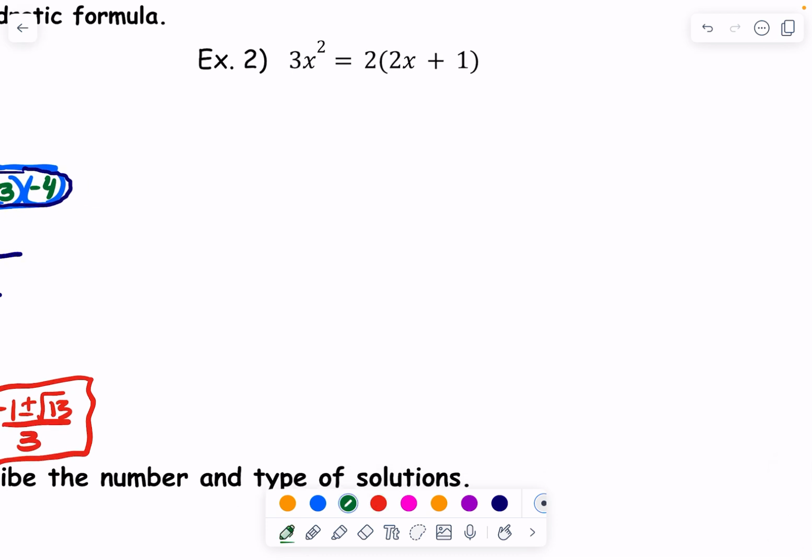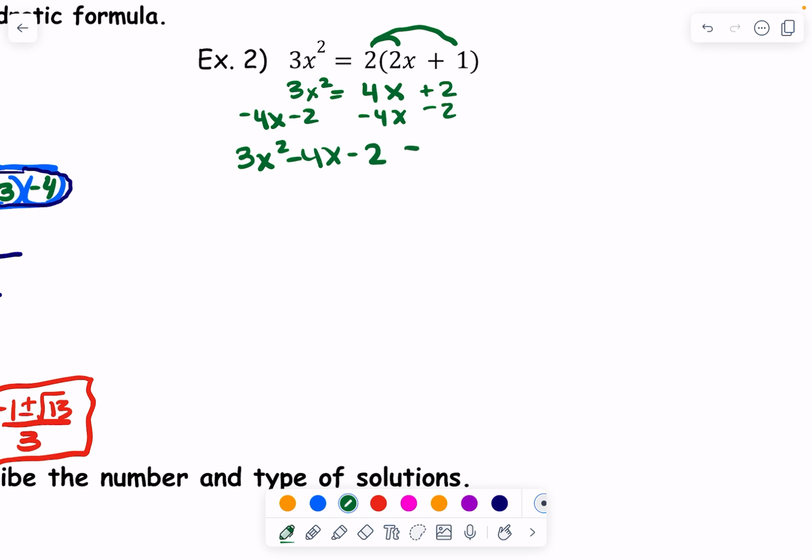This one's also a little different because we're going to need to distribute this first. We need that standard form. And in order to get the standard form, we need to have no parentheses. There's no parentheses in standard form. So to eliminate that parenthesis, we are going to get 4x plus 2. Now we need a 0 on one side, so we'll subtract the 4x and we'll subtract the 2. So we're going to end up with 3x squared minus 4x minus 2 is equal to 0. Whoo, we got standard form now.